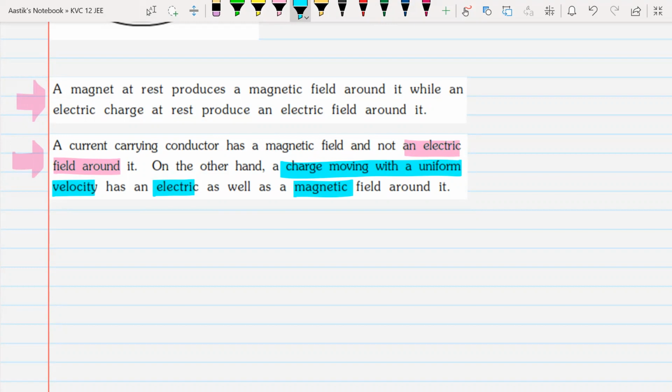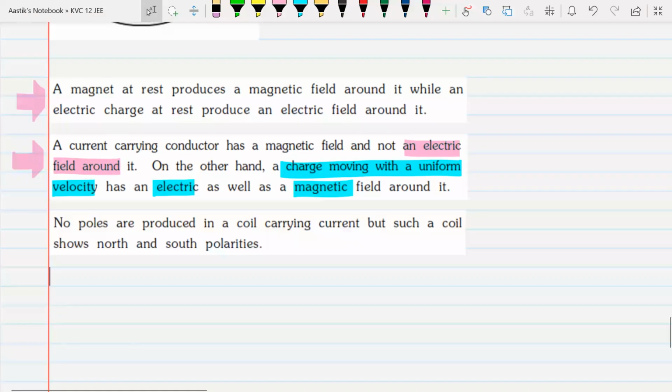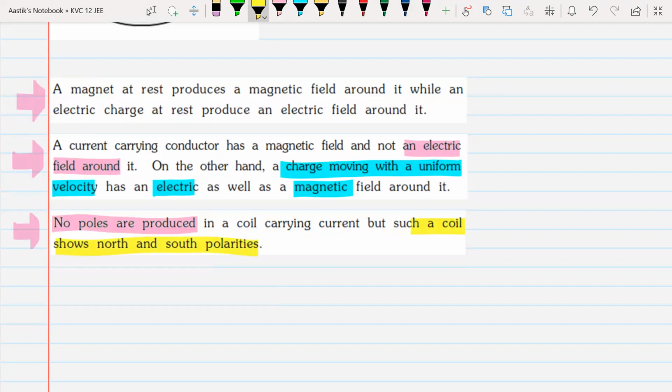Next point. Whenever a current carrying wire produces a magnetic field, no poles are produced. It does not create a north and a south pole like a magnet, but it shows the properties of a pole because it is creating a magnetic field. It shows polarities, but actually no poles are created. Do we understand this?